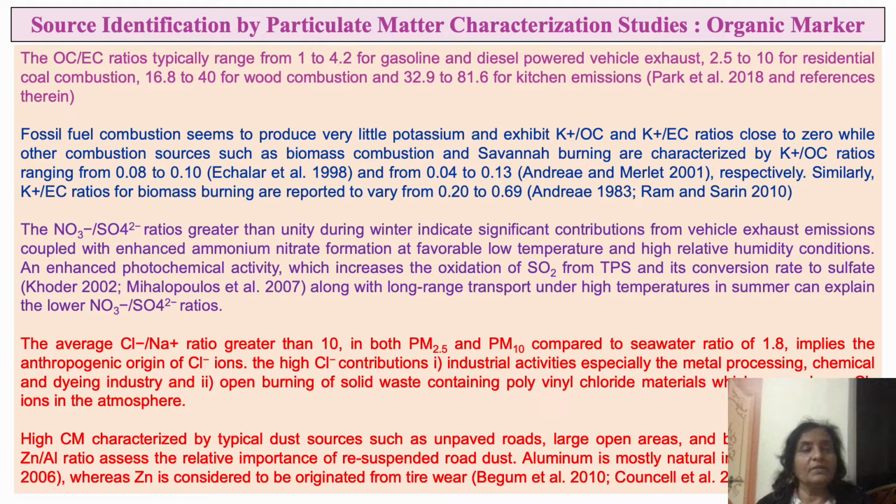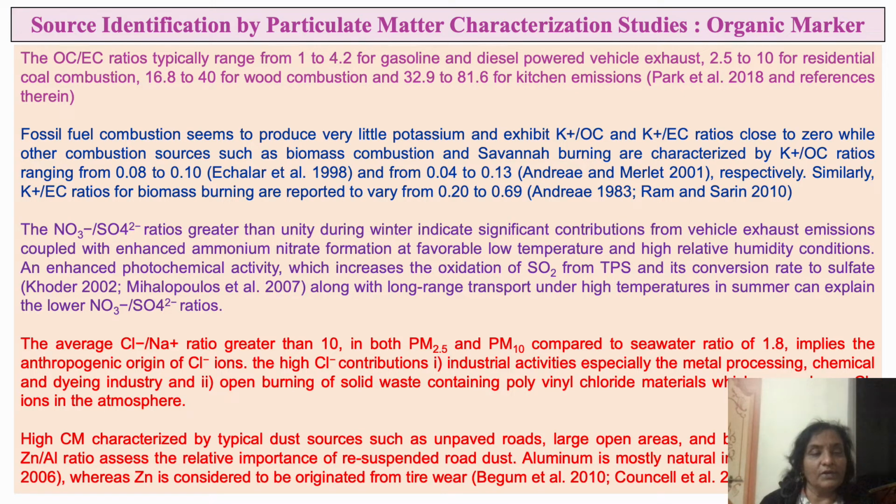Apart from these organic markers, there are others like the potassium to OC or potassium to EC ratio. If it is 0, then it seems that fossil combustion is there. It reduces, it doesn't give any combustion like that. Then if the OC to EC ratio ranges from 1 to 4.2, then it is gasoline or diesel powered vehicle. And if the sulfate to nitrate ratio is greater than unity during winter, it indicates significant contribution from vehicle exhaust.